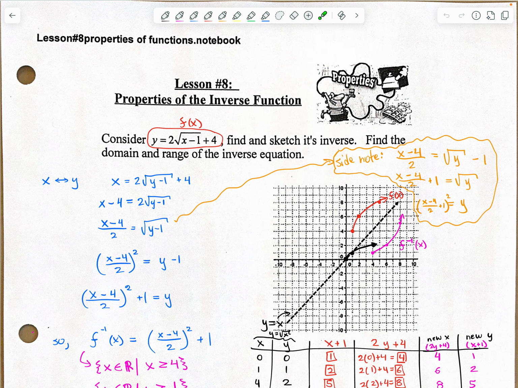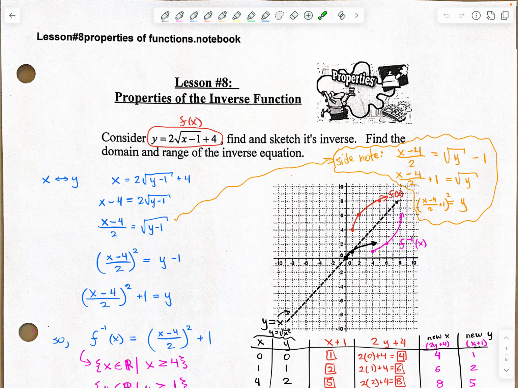Well, let's start with an example here. I have y is equal to 2 times the square root of x minus 1, and then outside the square root I have plus 4. So I want to find the inverse of this, and then sketch the inverse, and also mention the domain and range of the inverse equation.